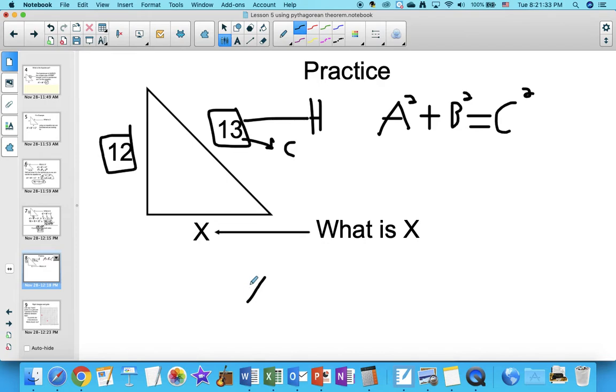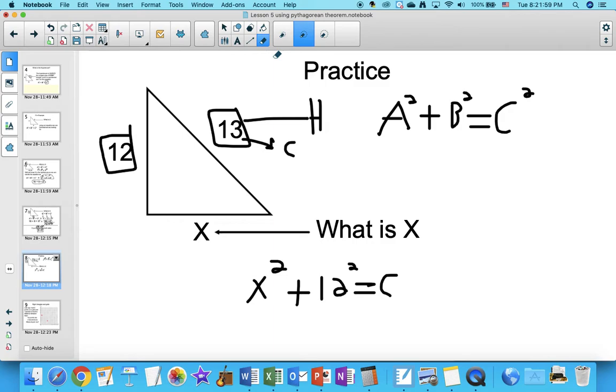So now I have x squared, right? Because I replace the a with x. Plus, now I'm going to replace the b with 12, because that's going to be side b now. So 12 squared. Right? So I have x squared plus 12 squared equals c squared. Now a common mistake, sorry, not c squared, my apologies. Let me just fix that. Sorry.